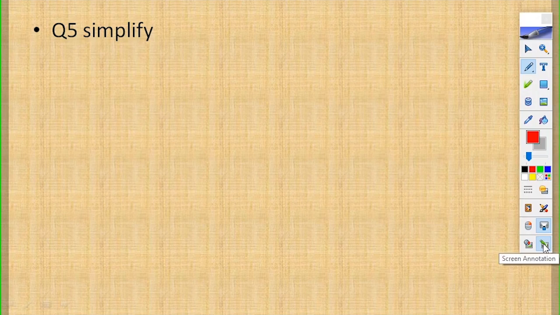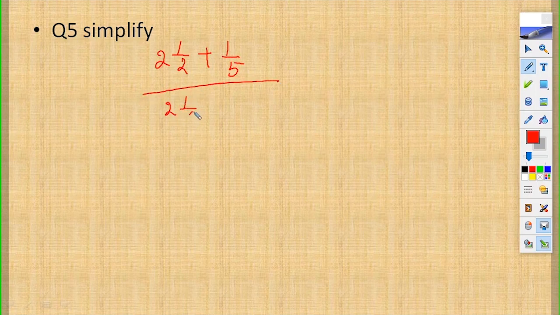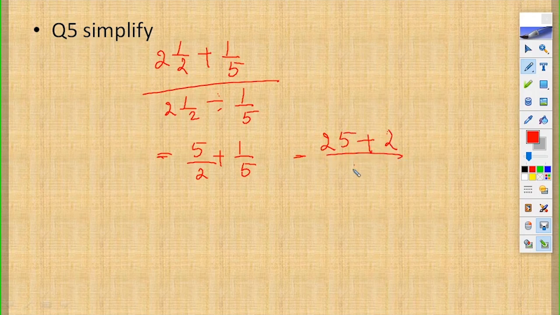Now the question over here is 1 1 by 2 plus 1 by 5 by 2 1 by 2 divided by 1 by 5. The numerator part I am solving first. 1 1 by 2 is 5 by 2 plus 1 by 5. I will take the LCM, I will cross multiply, I will get 25 plus 2 by 10. It is 27 by 10. This is the numerator part.